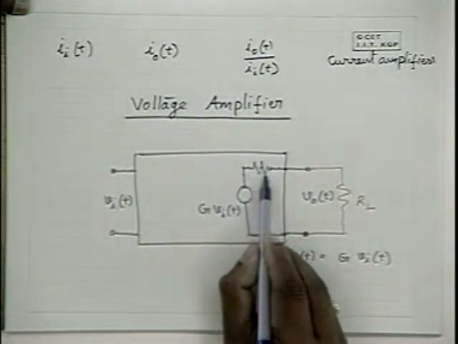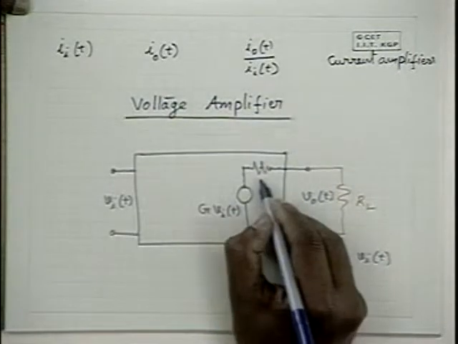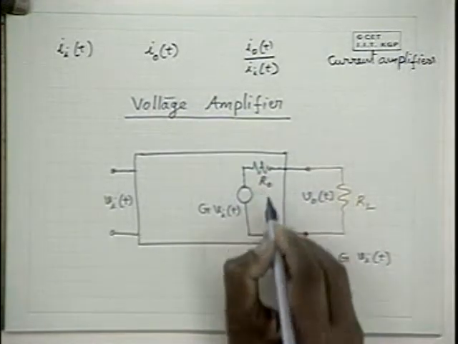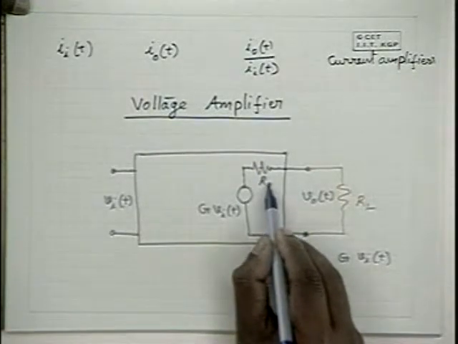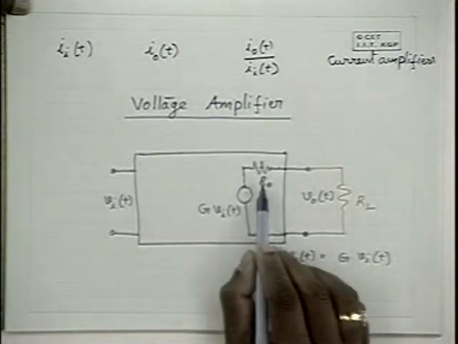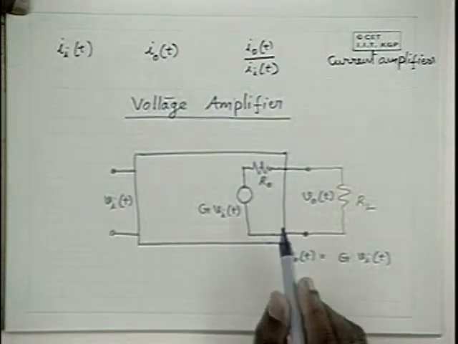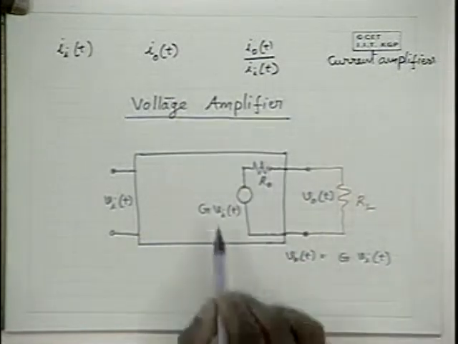That means it has a series equivalent resistance here. Let us call it R_O. The R_O is used to indicate that, as far as the amplifier is concerned, it's the resistance in the output. Hence, the output side of the amplifier can be modeled in this form.